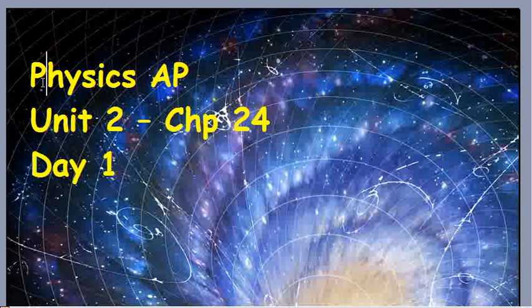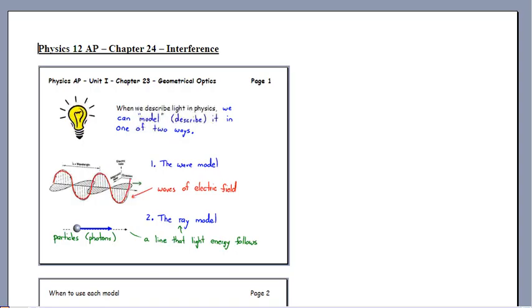So this video is for the first day, first lesson for Unit 2, Chapter 24 in our textbook from Giancoli. And this unit is all about interference. And like we did with the last unit, with Unit 1, we're going to spend the first day actually just getting ready, looking at all of the little pieces of essential knowledge you need to have in order to have some success looking at interference.